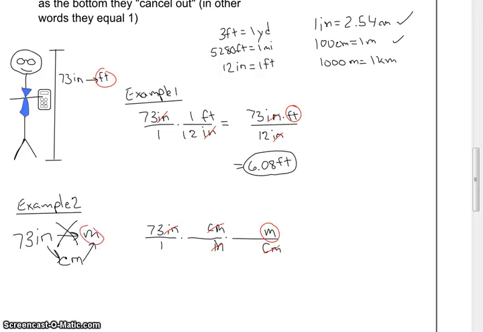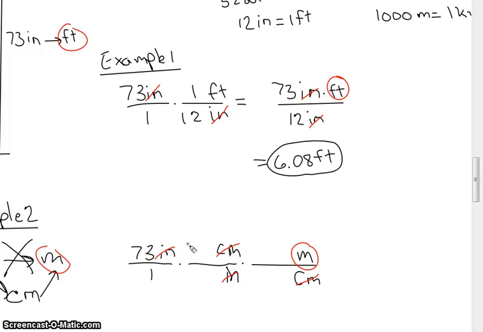The next step is to actually put in the numbers that go in here. And again, I get these right from here. I don't have to come up with these in any way. Let me just zoom in here. 2.54 centimeters in every inch, and for every meter there are 100 centimeters. So I'm going to multiply across the top. 73 times 2.54 times 1. And then I'll multiply across the bottom. 1 times 1 times 100.